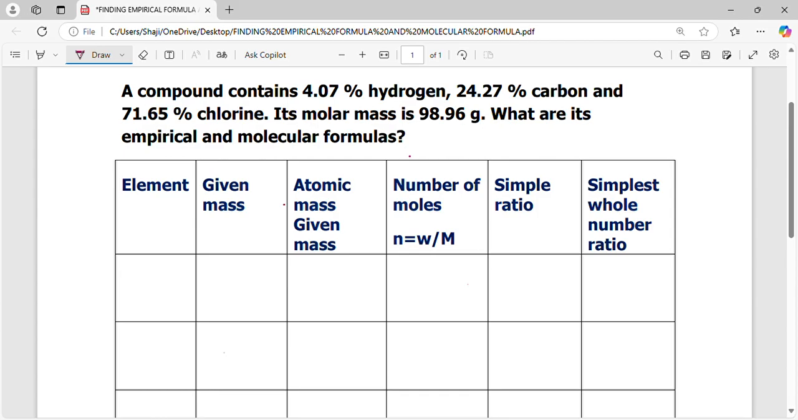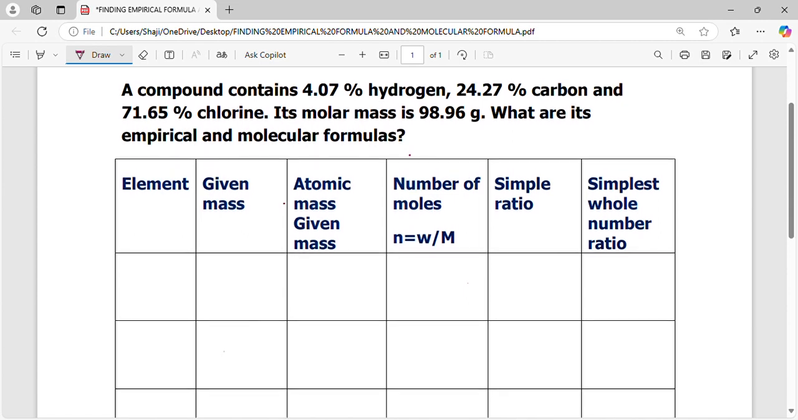To make the calculations easy, it's better to make a tabular column something like this: Element, given mass, atomic mass, then number of moles, symbol ratio and finally simplest whole number ratio. In the first column, we'll write the elements: carbon, hydrogen and chlorine. And from the question, let's write the given masses. Carbon is 24.27, which is given in the question. Hydrogen is 4.07 and chlorine is 71.65.